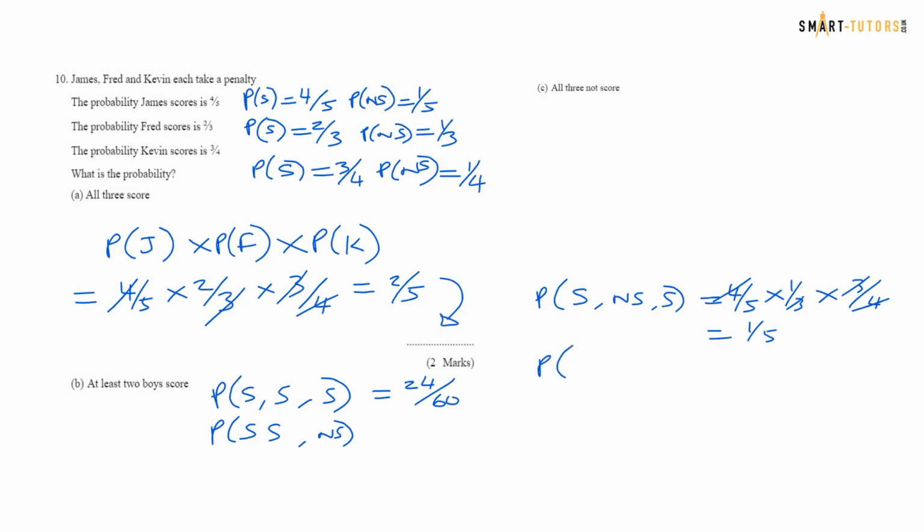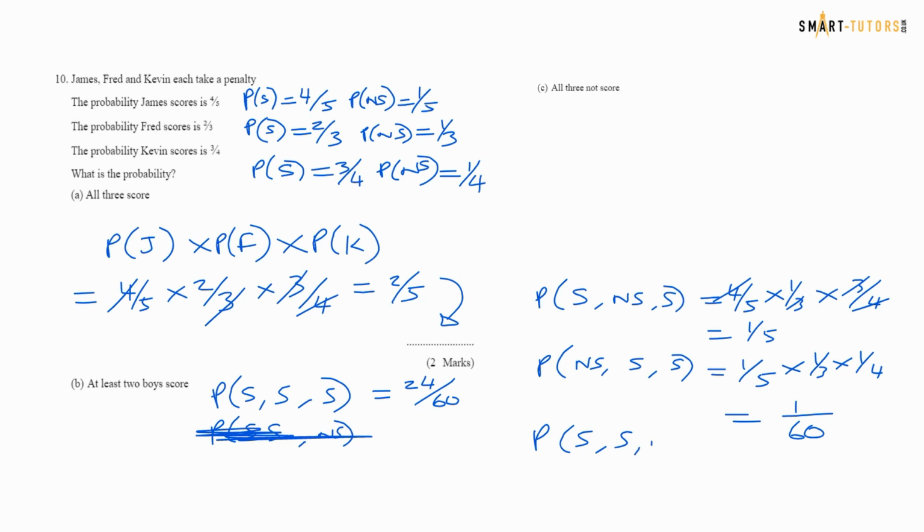So let's do not score, score, score. First one not score is 1 upon 5, times the other 2 score, so 1 upon 3 times 1 upon 4. So the answer is 1 upon 60. So what are the other combinations that can come? Next one, probability of S, S, NS. So score is 4 upon 5, again score is 2 upon 3, and not score for Kevin is 1 upon 4.